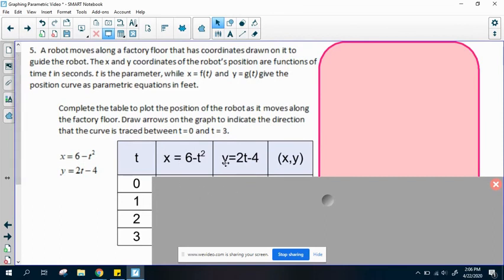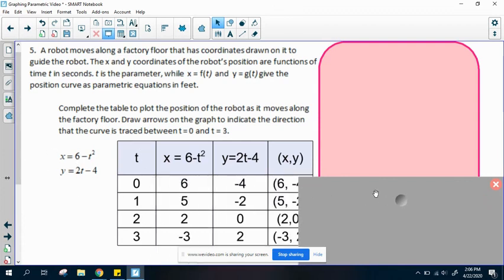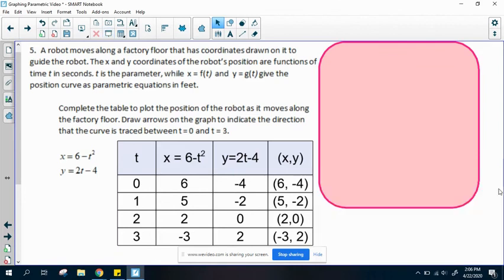So this breaks it down into a different table. Okay, I have the equations there, and then at the end I have an x, y. But it's the same process. You take your x and your y, you take your t values, and you plug them in. And you end up with these points.